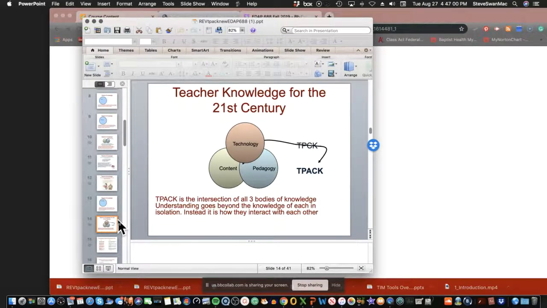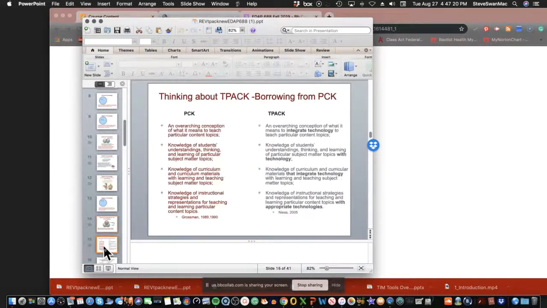We think that technology is the thing that's going to change everything in the classroom. Not so. If it does not interact with these other two bodies, the content and the pedagogy, it's just an add-on that really doesn't do very much. So let's go ahead and look at a comparison chart between PCK and TPACK.